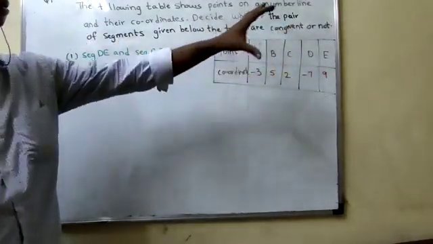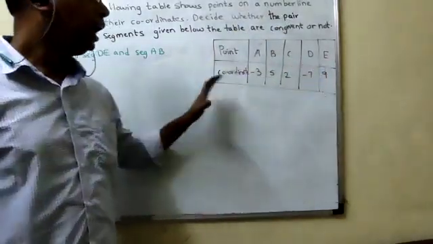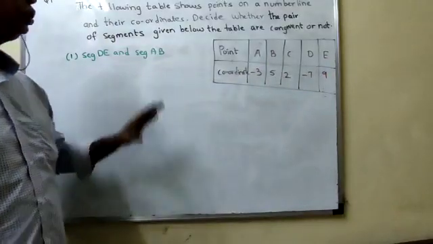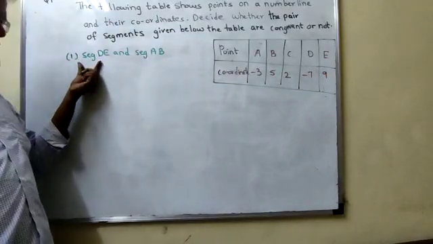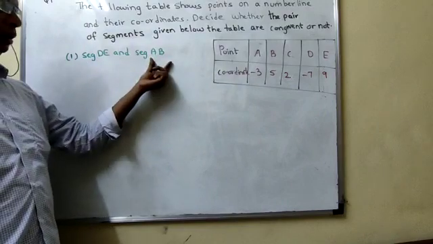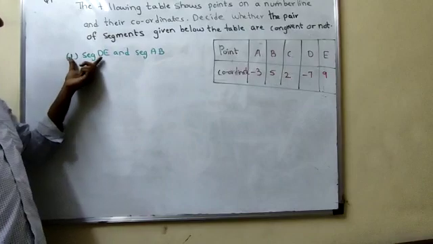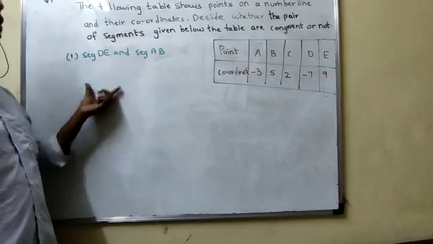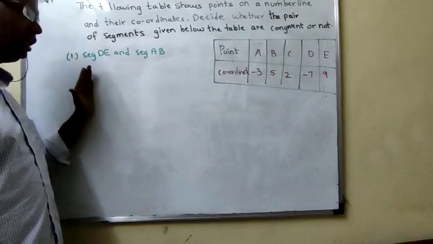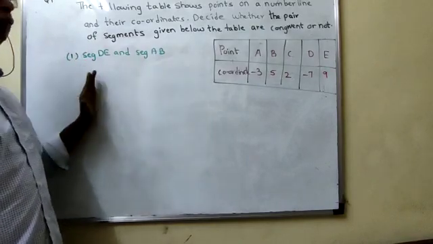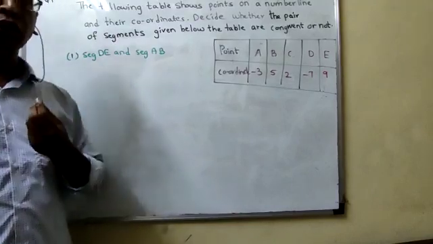So what is given here? The points A, B, C, D, E and their coordinates are given. We have to find out whether the pairs, DE and AB, are congruent. These are called pairs. We have to find the distance and say whether they are congruent or not. Congruent means equal. If the distance of DE and AB are equal, we say congruent. If they are not equal, we say they are not congruent.